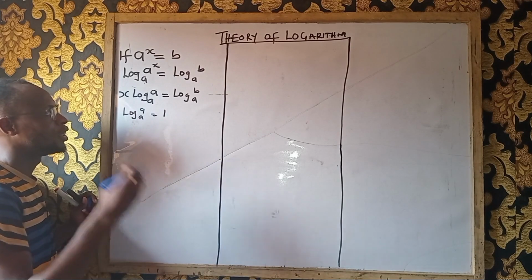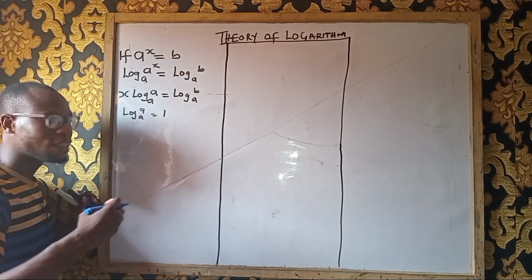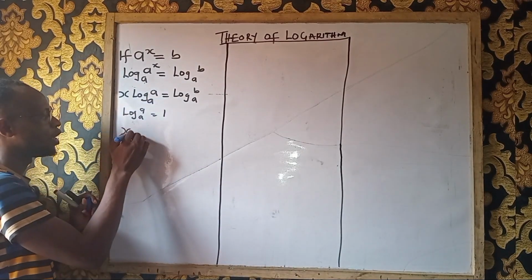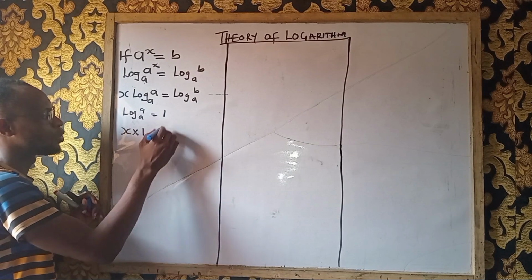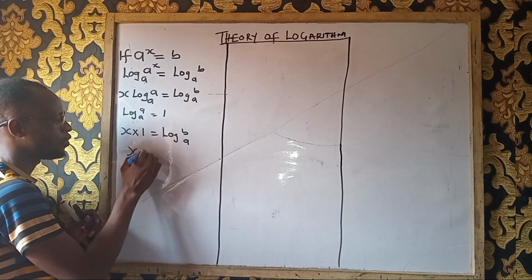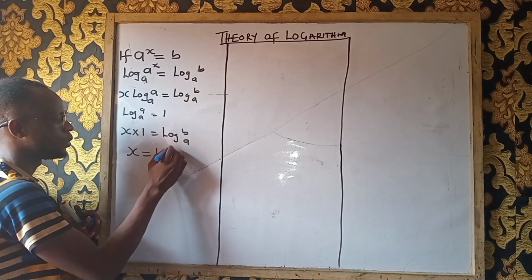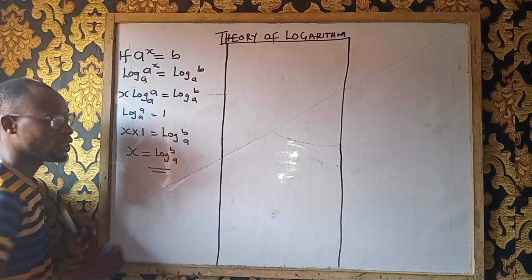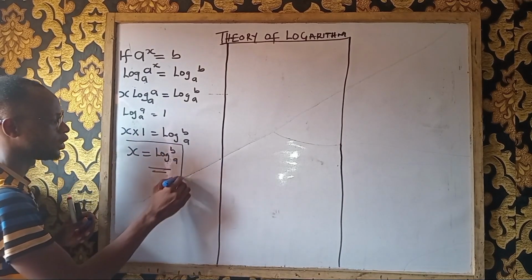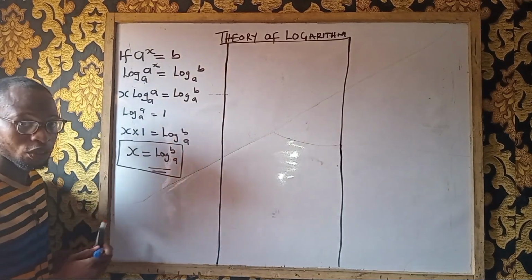It's just like saying whenever you have the base to be the same thing as the number, the answer is equal to 1. So here we are going to have x multiplied by 1 is equal to log b in base a. So here we have x equal to log b in base a. So that is how to express this, and that shows the relationship between indices and logarithm. Are you clear with that?